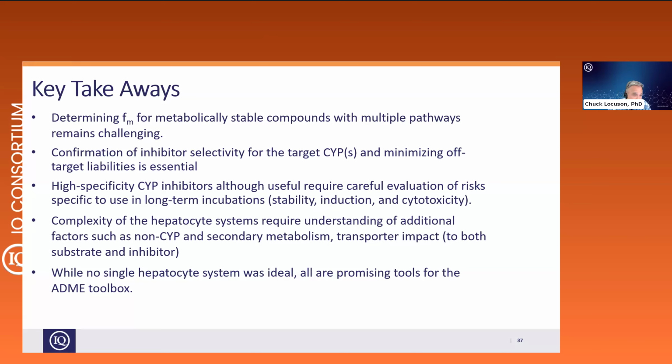Bottom line, we think all of these hepatocyte systems can be useful and are even promising for determining fraction metabolized by cytochrome P450. But our guidance would be that, for those of you who want to select inhibitors, just be careful characterizing them and qualifying them in your systems, because there are numerous reasons why your results may vary from published data due to the inherent system differences and long incubation times. And with that, I'm going to pass it back to Angela for Q&A. So thanks for your attention.